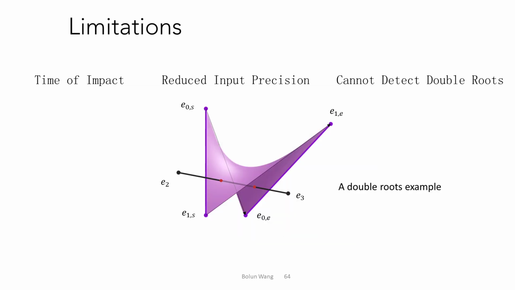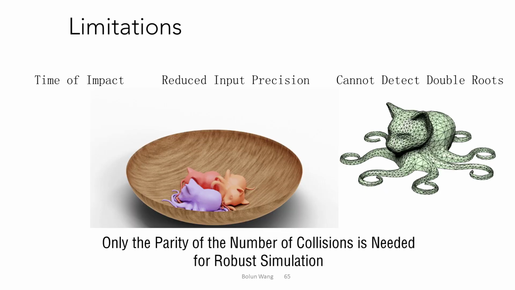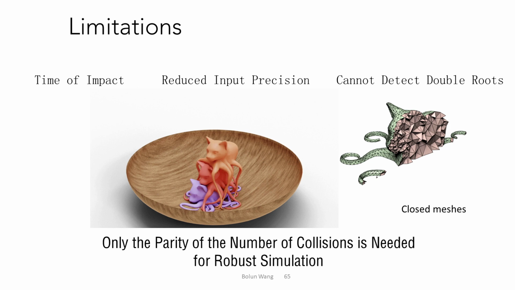The third limitation is that our method gives the root parity but not the exact root finding result. But the cases are really rare. By shrinking time steps, the number of double roots can be reduced. And as long as the mesh is closed, only the root parity is enough for robust simulation.